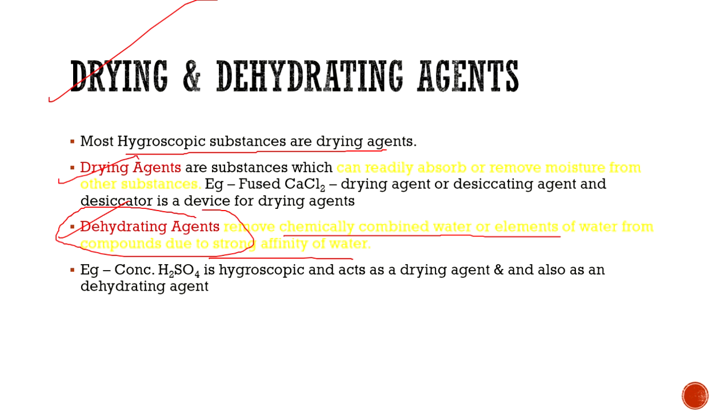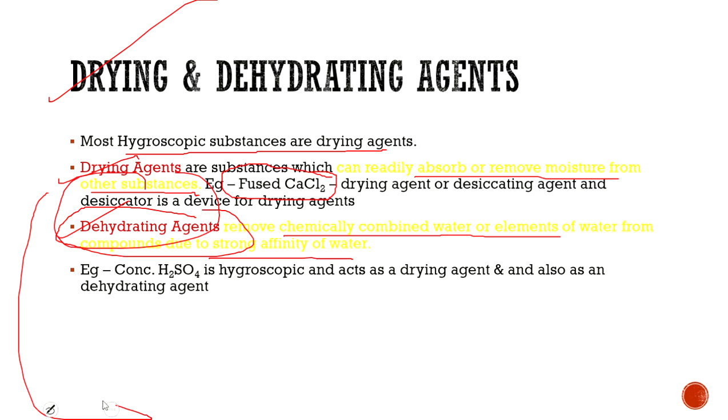And what about a drying agent? Those are the substances which absorb or remove moisture from other substances. Example: fused calcium chloride. It is a drying agent or desiccating agent. Drying agent and desiccate. When you put this calcium chloride in a desiccator, it is known as a desiccating agent. A desiccator is a device for drying. This desiccator, it is a device.